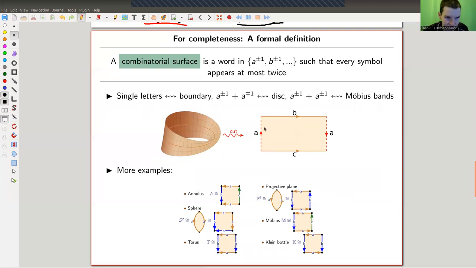And how do we see that here? Well, we see that this side here pointing upwards is glued together to this one. And the other two are still just boundary components of the Möbius strip.